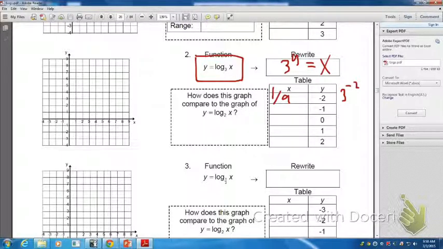And it's 0.11? Is that what you got? Okay. Yeah, I think that's right. Okay. 3, we're going to raise that to the negative 1 power, so that's going to be what? 0.33, so that's 1 over the 3, so that's 0.33. Okay. 3 to the 0 power. 1. 3 to the first power. And 3 squared. 9. Okay, so let's graph that.